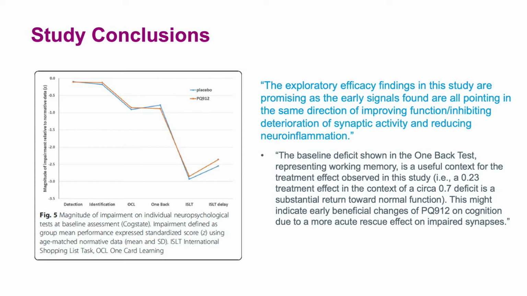When we look at the one-back test, we can see that on average, the deficit was about -0.7, which indicates that it's heading towards the mild impairment range. Now, in this context, the study team concluded that an improvement of a 0.23 effect size is actually in the direction of a substantial return toward normal function, and that this might indicate early beneficial changes of PQ912 on cognition due to a more acute rescue effect on impaired synapses. So quite an exciting study, that one.